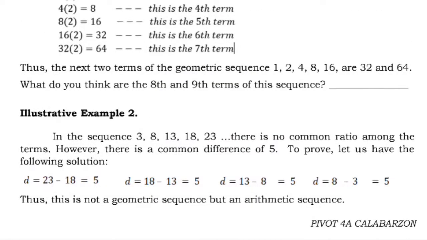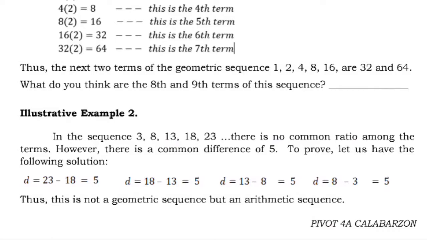Then, pangalawang halimbawa, in the sequence 3, 8, 13, 18, 23, there is no common ratio among the terms. However, there is a common difference of 5. To prove, let us have the following solution. So, common difference, we're going to subtract the preceding term from the last term. So, the last term is 23, so 23 minus 18, that will be 5. The next, 18 minus 13, that will be 5 also. 13 minus 8, 5. 8 minus 3 is also 5. So the common difference here is 5. So d is equal to 5.